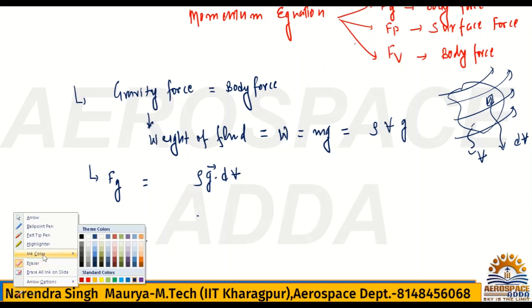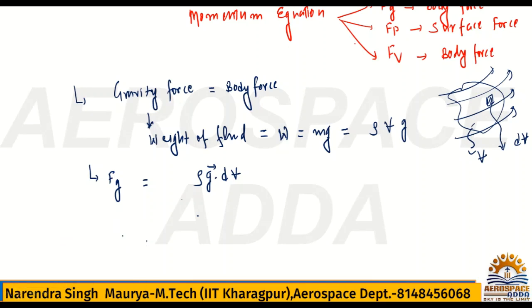Hope you understood why it is triple integration, because volume is there, and obviously body force will be acting throughout the volume of the system. Okay, so the whole volume you have to take. Why is it a closed circle? Because you are taking a closed system. All right. Now similarly, pressure force you can write.